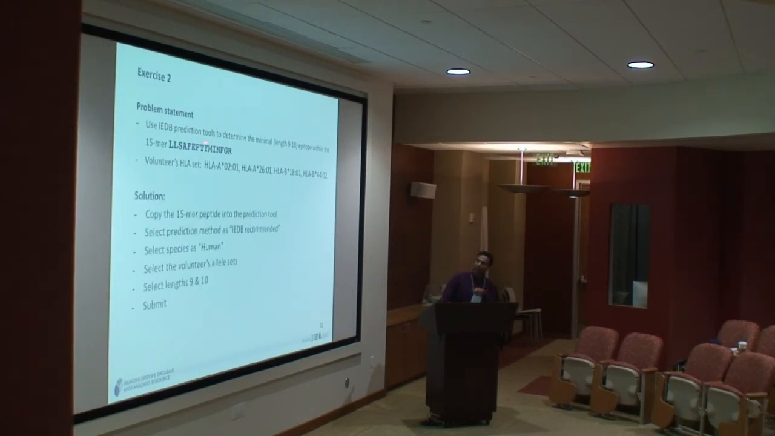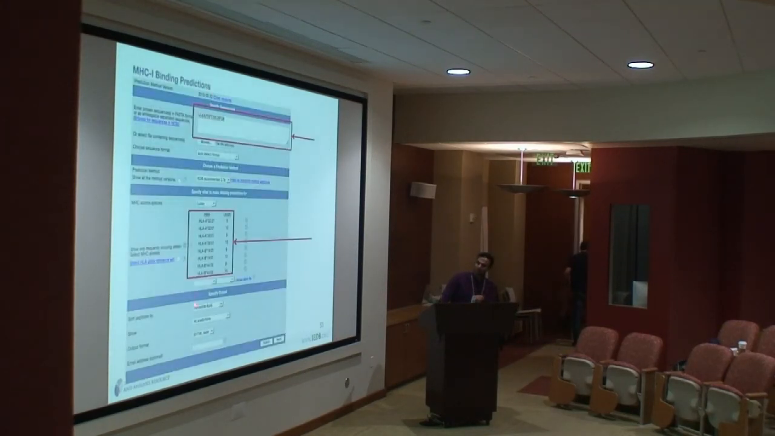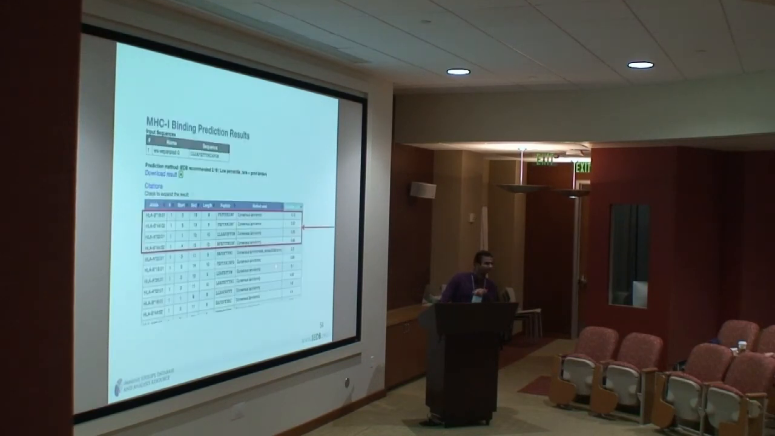So you can copy and paste this sequence and choose the IEDB recommended method as default, then specify the species and find the alleles there and choose 9 and 10 as the length. When we set up all these parameters, the sequence and all the alleles, with IEDB recommended by default, then submit, and you will see this kind of result.